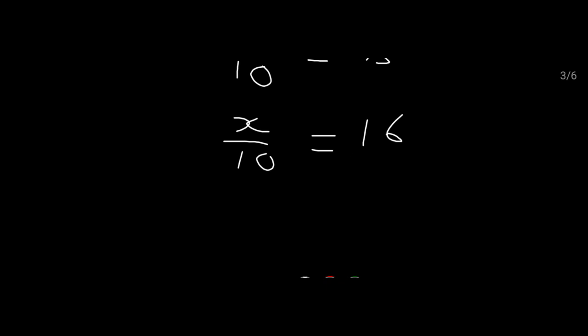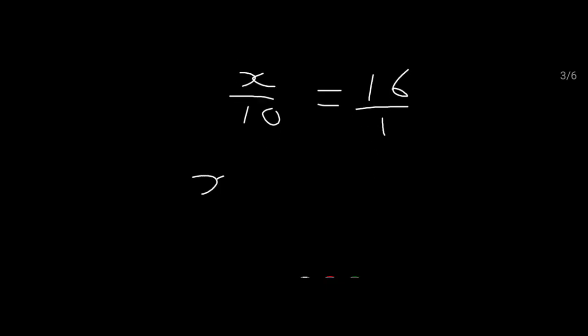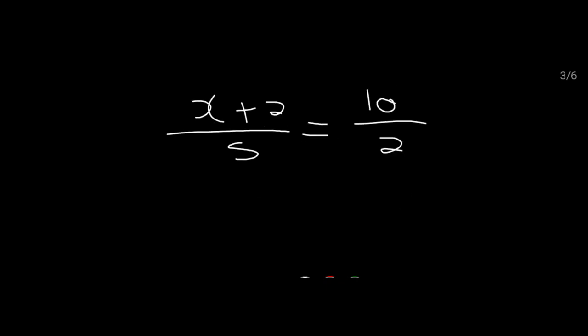So once again, there's no fraction on the right side. What are we going to do? We put it over 1 and then we cross multiply. So x multiplied by 1 equal to 10 multiplied by 16. Then x multiplied by 1 gives x, and 10 multiplied by 16 gives 160.